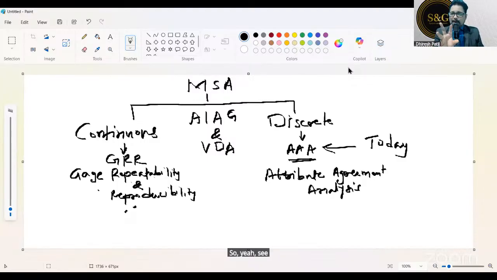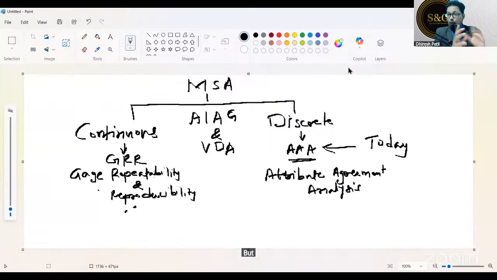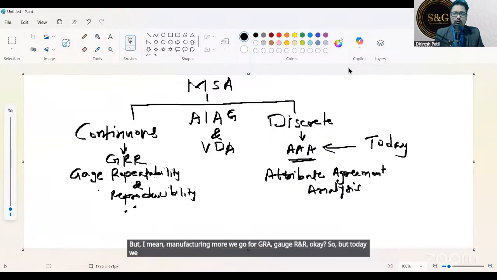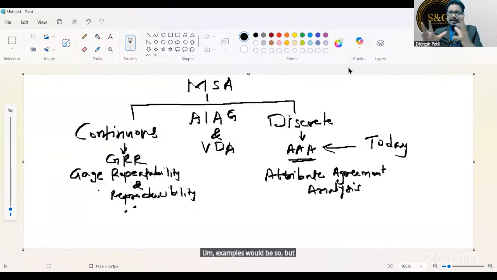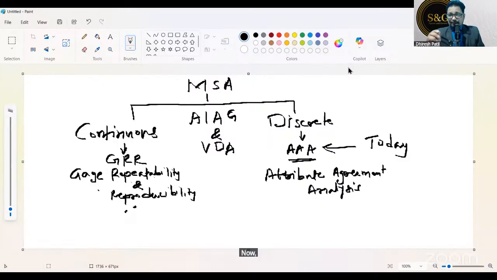The examples will be applicable in both. AAA also is done in manufacturing as well, but in manufacturing, more we go for GRR, gauge R&R. Today we have more of the AAA, so the examples will be of that, but it will be applicable in manufacturing equally. Now, AIAG and VDA are the bodies who govern the norms of this MSA, measurement system analysis.